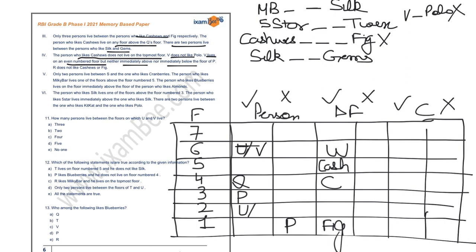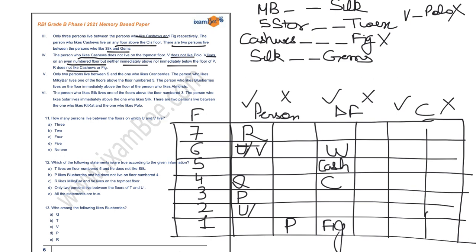Also, it is given that R does not like cashew or fig. So R can't be placed at the 5th floor because cashew is there, and it can't be placed at the 1st floor because fig is there. So the only possibility for R is at the 7th floor. So I'm writing R over here.